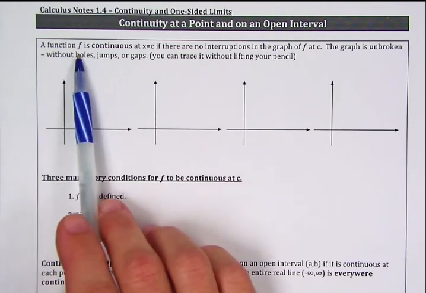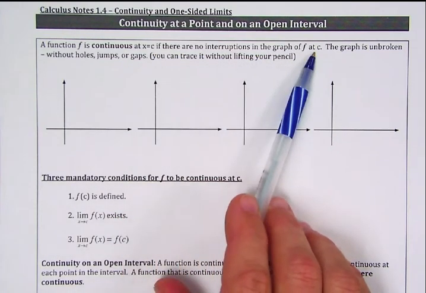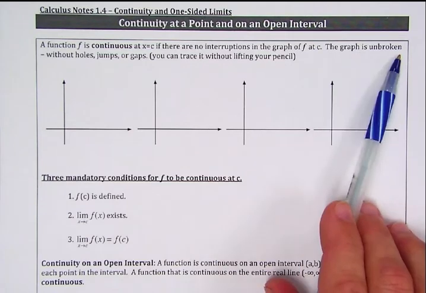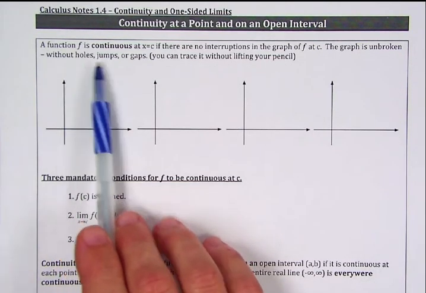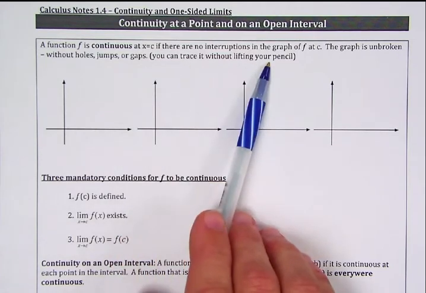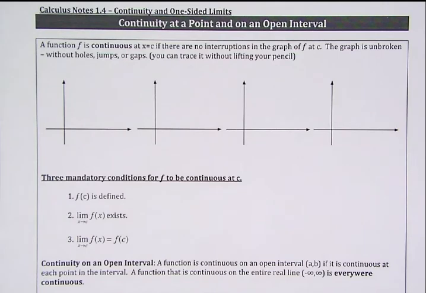So a function f is continuous at x equals c if there are no interruptions in the graph of f at c. So the graph is unbroken, meaning it is without holes, jumps, or gaps. And you can trace it without lifting your pencil. So that's how we can check if something is continuous.